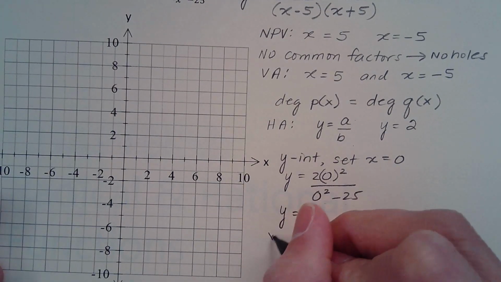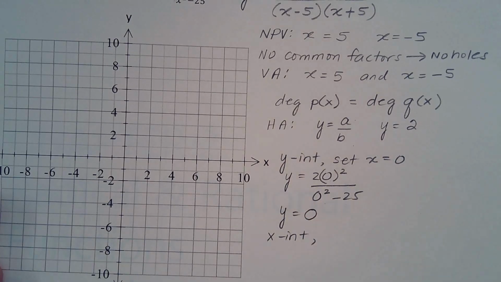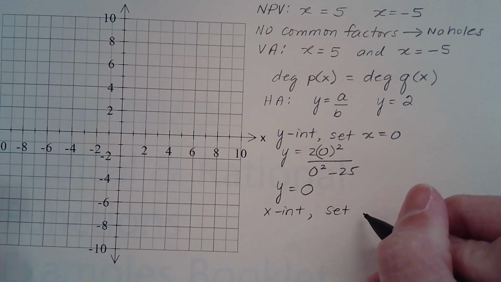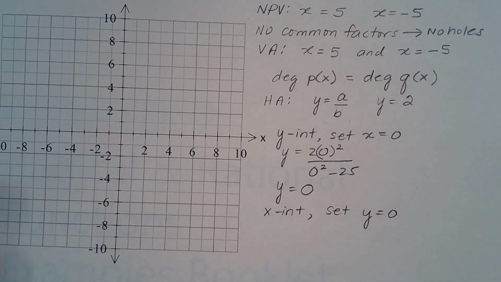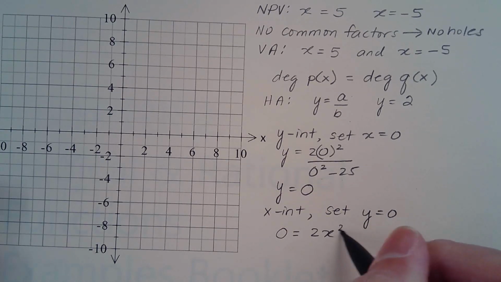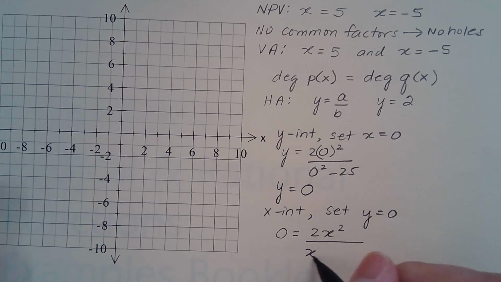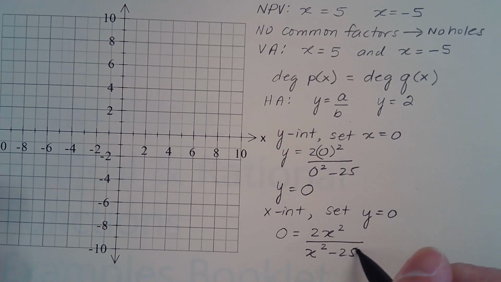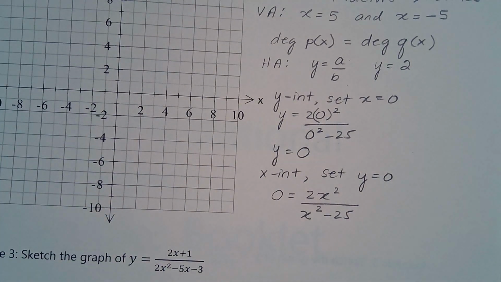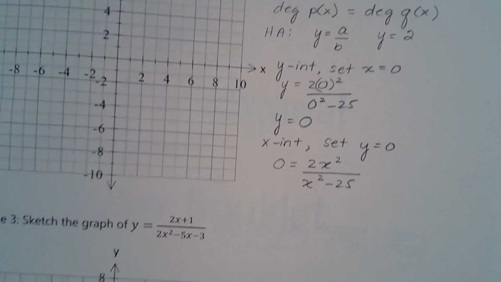Now what about the x-intercept? How can we figure out the x-intercept? This time we're going to set y equal to 0. So if y equals 0, let's just do that. 0 equals 2x squared divided by x squared minus 25. Okay. What do you think we should do after? Cross multiplication.